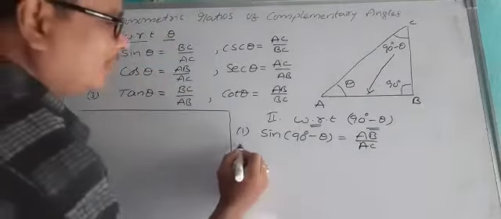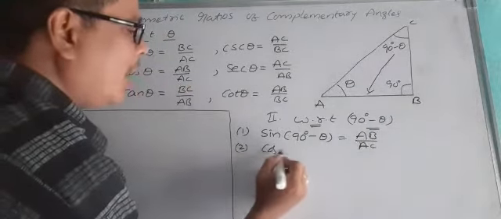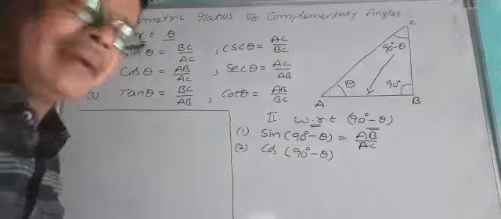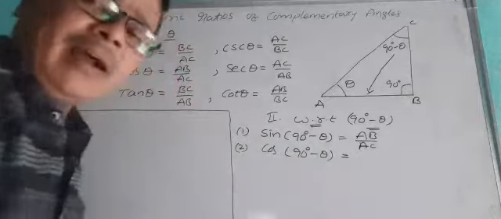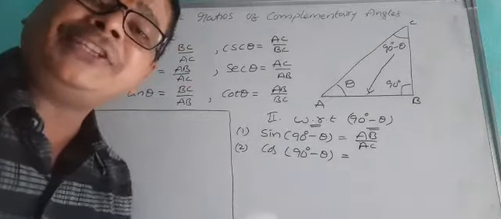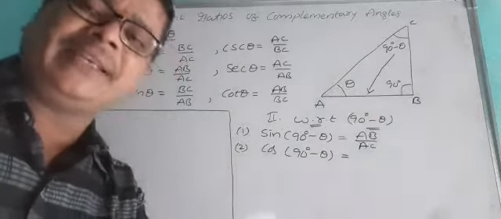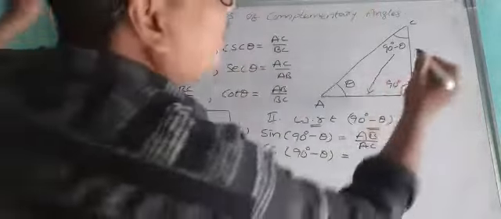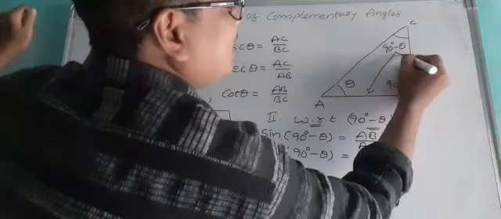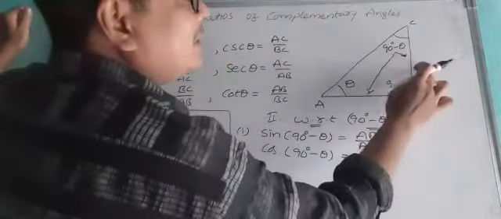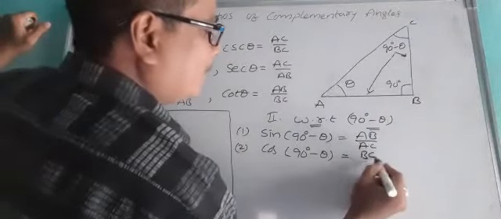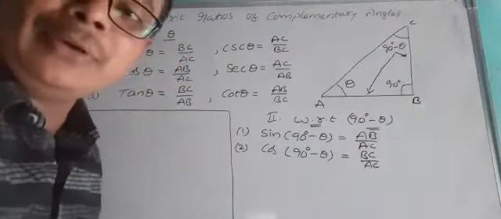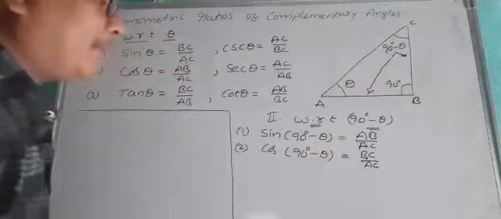Hypotenuse is AC. And the second one is cos 90 minus theta. What is meant by cos 90 minus theta? It is the adjacent side of 90 minus theta by the hypotenuse. What is the adjacent side of 90 minus theta? This is 90 minus theta, angle C. Its adjacent side is BC by hypotenuse AC, with respect to angle C, 90 minus theta.